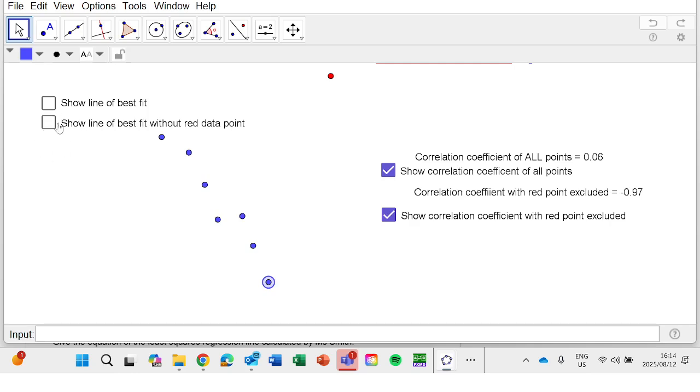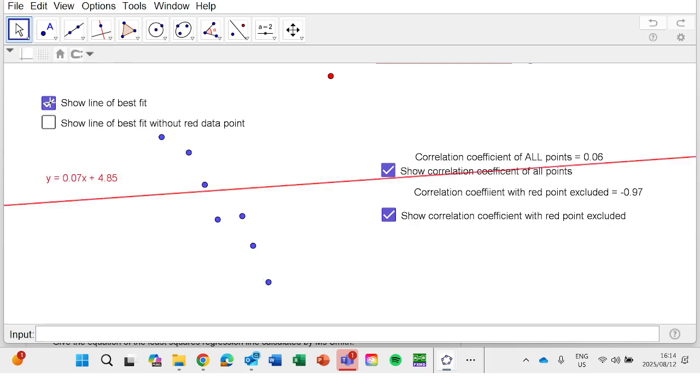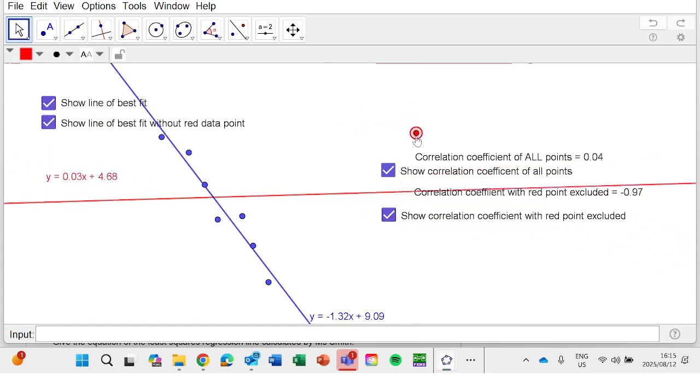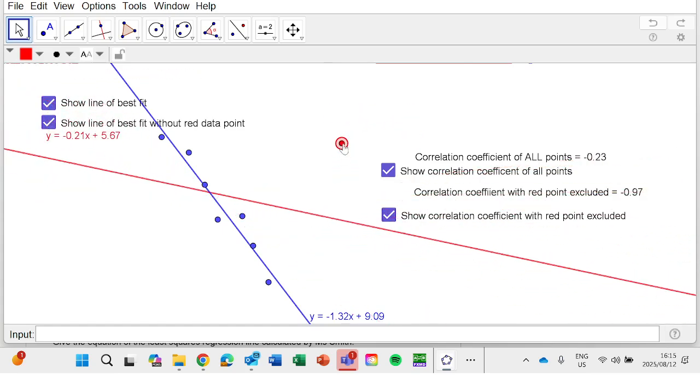Now if we show the line of best fit, with the red point it's over there, without the red point it's over there. Notice that as the red point moves up, it's almost pulling that line up. That's quite an important idea.